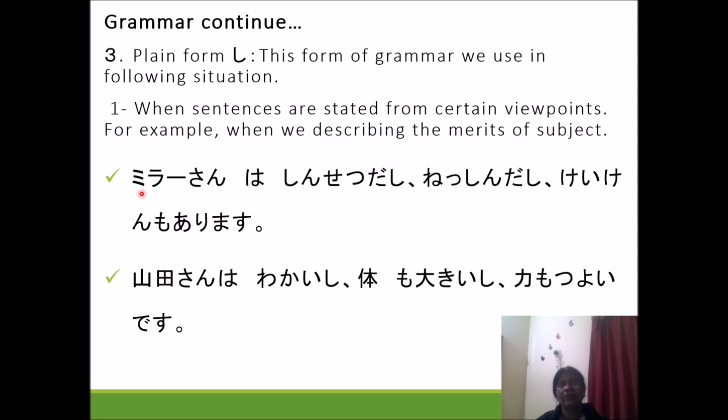Look at the sentence. Miller-san wa shinsetsu da shi, nesshin da shi, keiken mo arimasu. Mr. Miller. Shinsetsu desu, shinsetsu da. Nesshin desu, nesshin da. Shinsetsu and nesshin both are na-adjectives, so this changes to da. Keiken mo arimasu. Okay, so here we explain so many viewpoints and merit points of a person. Miller-san is a person. Here one merit is shinsetsu, nesshin, and keiken means experience. Here we explain three points. So we use shi. Understood?